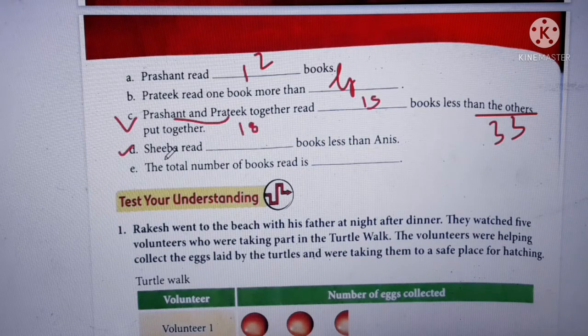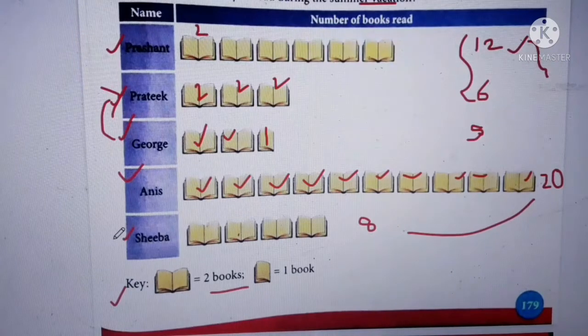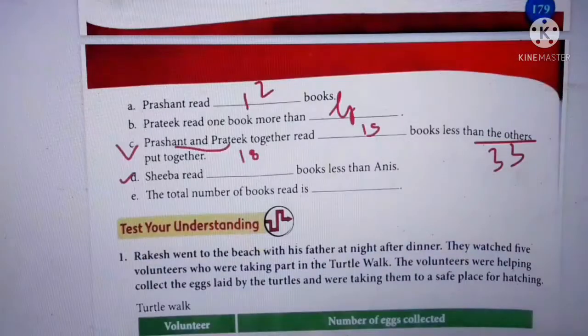Okay. Then the fourth one, Shiba read dash books less than Annie's. How many books less than Annie's? So Shiba is less. How many books are less? You can see Shiba's books are 8, whereas Annie's books are 20. So 20 minus 8 you get what? Correct. 12. So 20 minus 8 is 12.